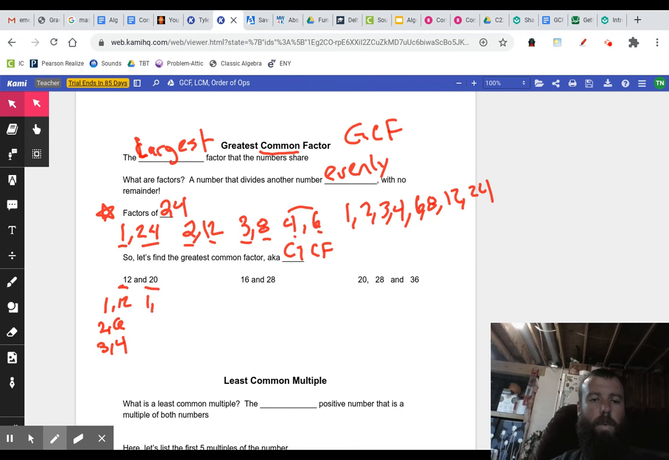Factors of 20: 1 times 20, 2 times 10, 3, nope, 4, yes, 4 times 5. Again, look at how close 4 and 5 are. As soon as you move up from 4, you get to 5. 5's already listed. We're done.